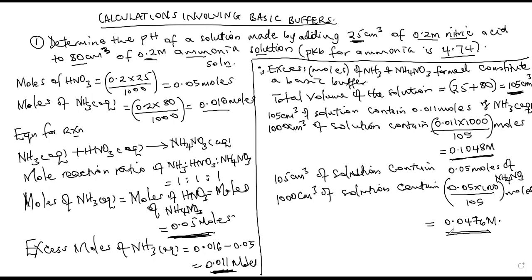Now that is where I am, implying that I am having my concentration of my aqueous ammonia, or this one, one can call it ammonium hydroxide, as 0.1048. And I'm having my concentration of ammonium nitrate as 0.0476. Now, after having gotten these concentrations, I can bring in the aspect of the Henderson-Hasselbalch equation, I substitute and I get my pH. Why do that? Allow me to rub off these numbers.